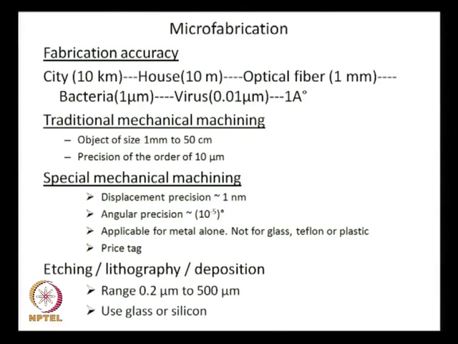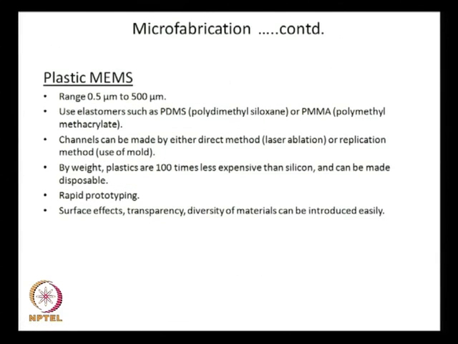I am going to discuss briefly what these techniques are about, because etching, lithography and deposition are something new to you. But I would like to point out here that the range is 0.2 micrometer to 500 micrometer, and you can use glass or silicon. So this etching, lithography and deposition technique can be used for microfabrication. These are primarily used in semiconductor industry and these are borrowed from there and these work just fine.